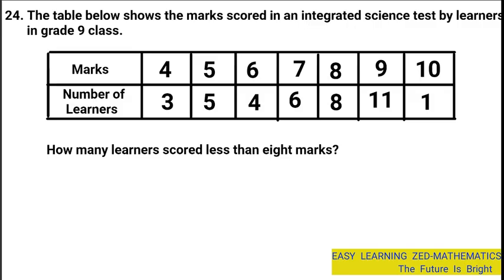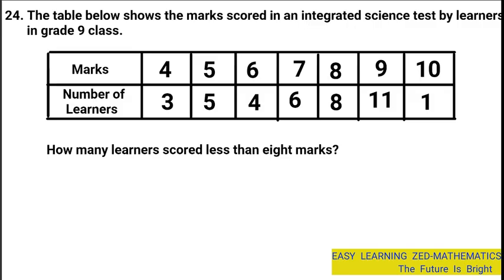And down here we've got the number of learners. The number of learners who scored 4 were 3. Who scored 5, were 5. Who scored 6, were 4. Who scored 7, were 6. Who scored 8, were 8. Who scored 9, were 11. And the number of learners who scored 10 is only 1. Then let's come to the question. The question is, how many learners scored less than 8 marks?